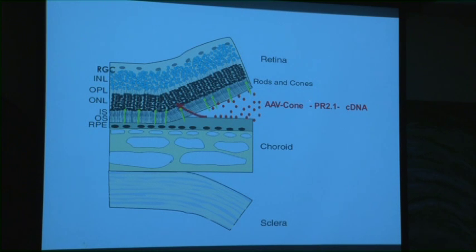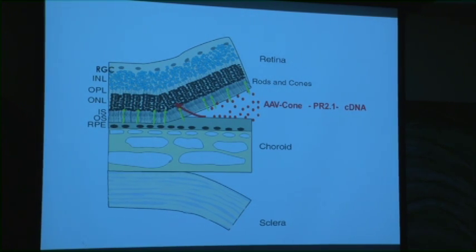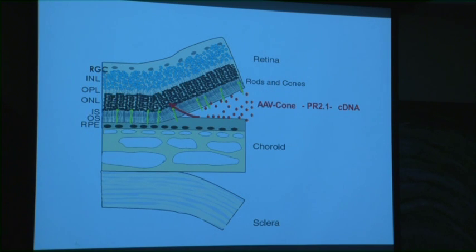Promoter called PR2.1, which was actually initially designed by Jeremy Nathans. He proved that this PR2.1 promoter, which is the human red cone opsin promoter, will in fact drive cone-specific expression in a transgenic animal. So we're using his promoter for many years now. 2.1 means the length is 2.1 kilobases.